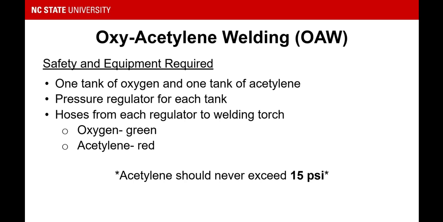Acetylene should never exceed 15 psi in any scenario. Acetylene over 15 psi in our hoses can become unstable and hard to manage and could create severe issues. So most of our setups will run acetylene at 5 psi just to be safe, and that's what our torch tips call for. It should never exceed 15 psi. That's the big one.